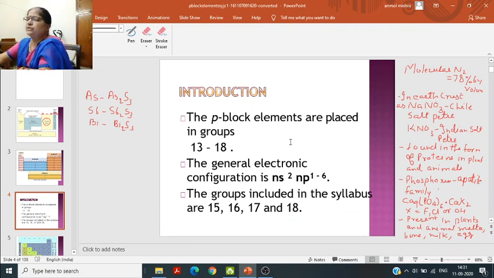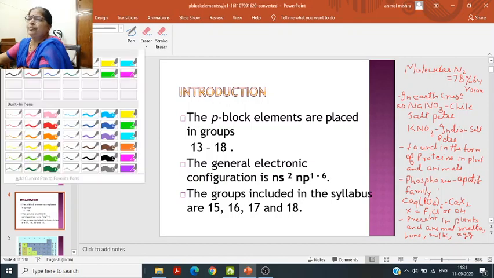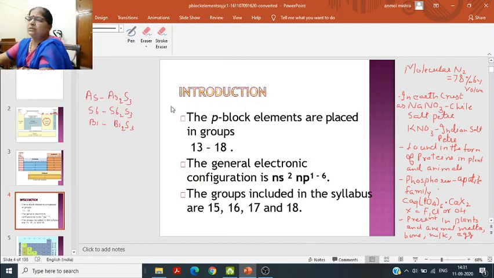Now introduction of this chapter. The P block starts from group 13 to 18. Group number 13 is the boron family. Group number 14 is the carbon family. Group 15 is the nitrogen family. Group 16 is the oxygen family, also called chalcogen. Group 17 is the halogen family, and group 18 is inert gases.